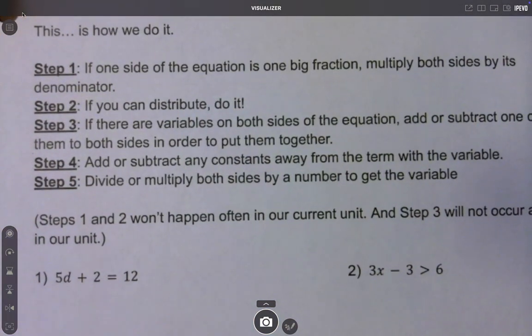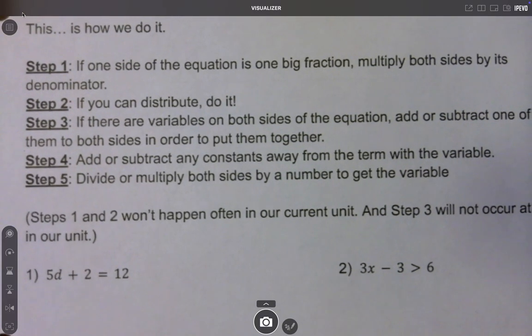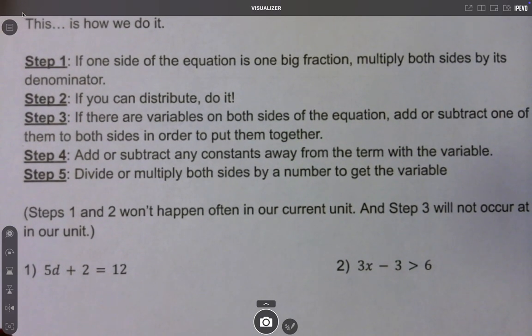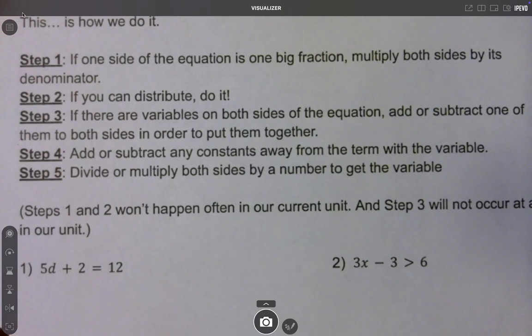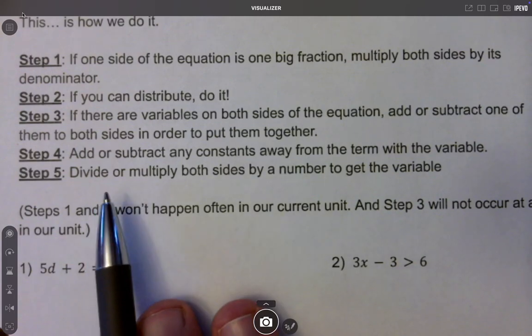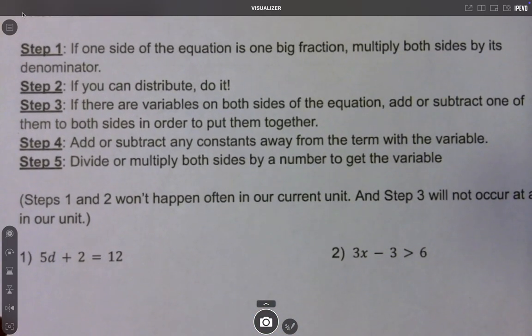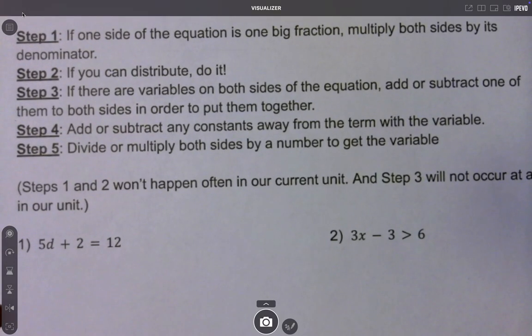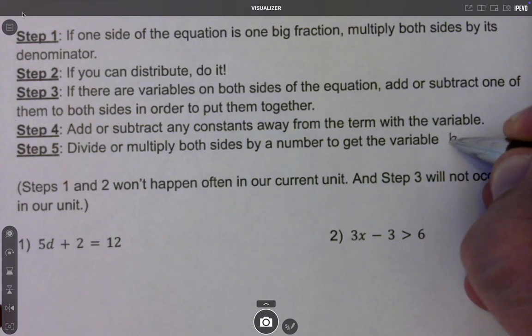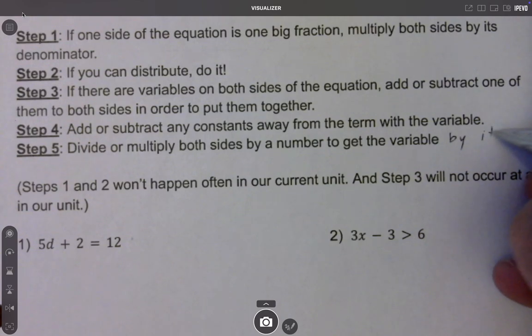Step 3, if there are variables on both sides of the equation, add or subtract one of them to both sides in order to put them together. So if you've got variables on both sides of the equation, then you want to combine them first. Then you'll want to add or subtract any constants away from the term with the variable. Then you'll divide or multiply both sides by a number to get that variable by itself. Yeah, sorry, I forgot those words. Get the variable by itself.